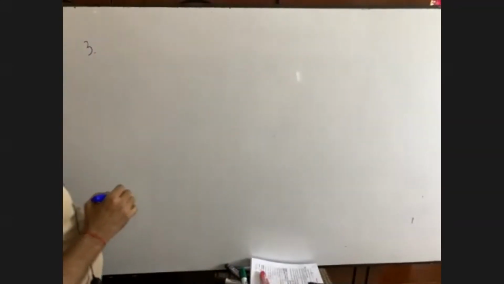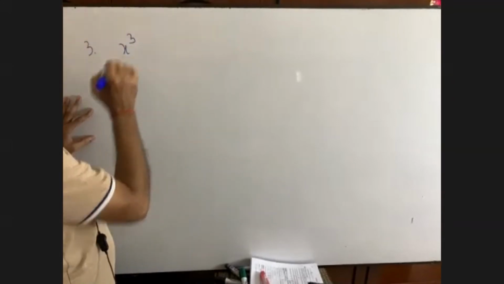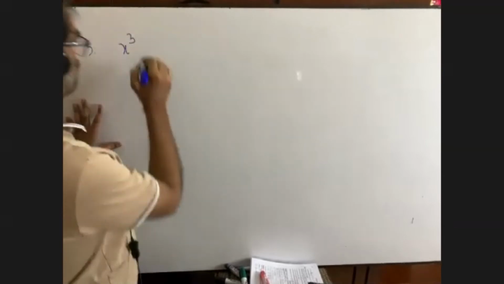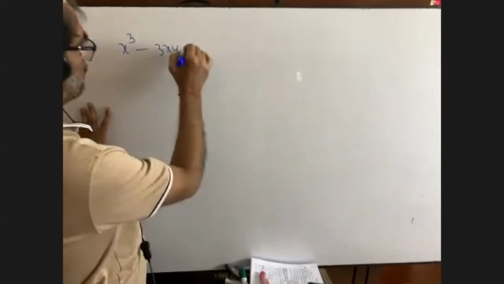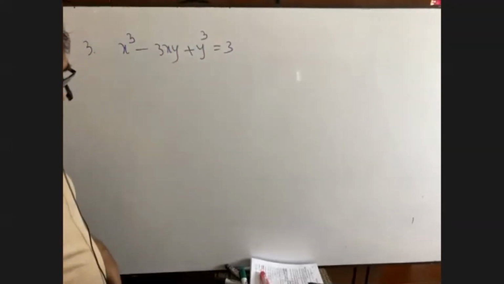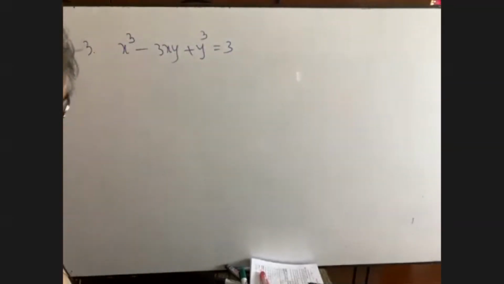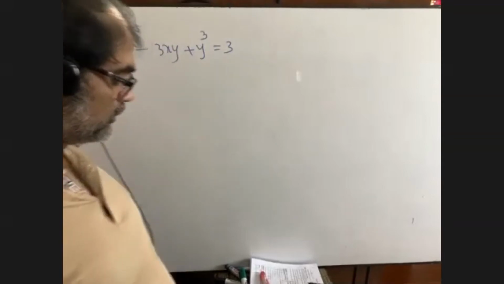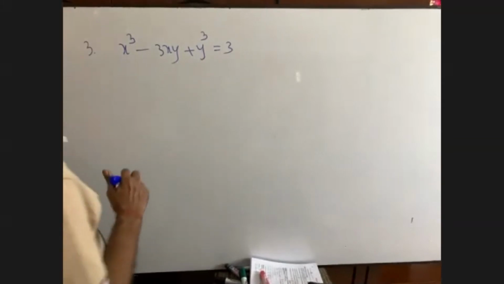Question number 3. The curve x cube minus 3xy plus y cube equals 3 is given. It passes through the point (2, 1). Find the slope of the tangent at the point. Find out from here dy by dx. Always you have to find dy by dx. Can you please find out?